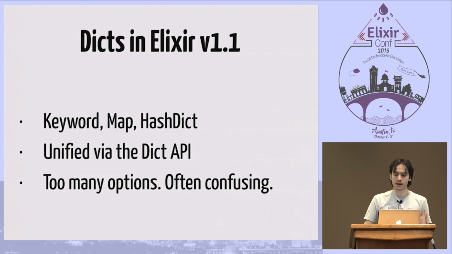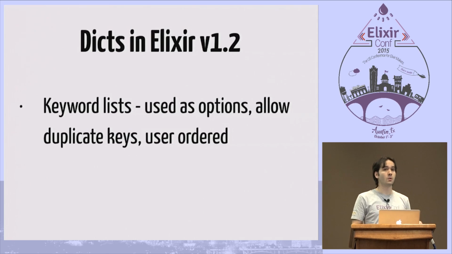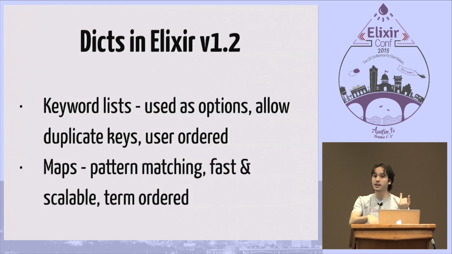So with large maps in Erlang, what it means is that Elixir 1.2 is going to have keyword lists, which is what we usually use as options, and they allow duplicated keys, they're user-ordered, OK? So they have a very specific use case, which is just, you want to pass options around and you want to keep the ordering. That's what we're going to use. And maps, they provide pattern matching. As we know, it's the maps that we have today in the language. It's just that now they are scalable.